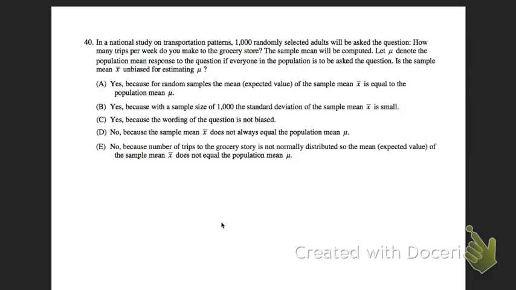So if it's saying that it's unbiased, that means the mean of your sampling distribution always equals the mean of your population. Unbiased means the mean of your sampling distribution equals the mean of the population. That's what unbiased means. It's centered at the same value. That's just kind of a definition.